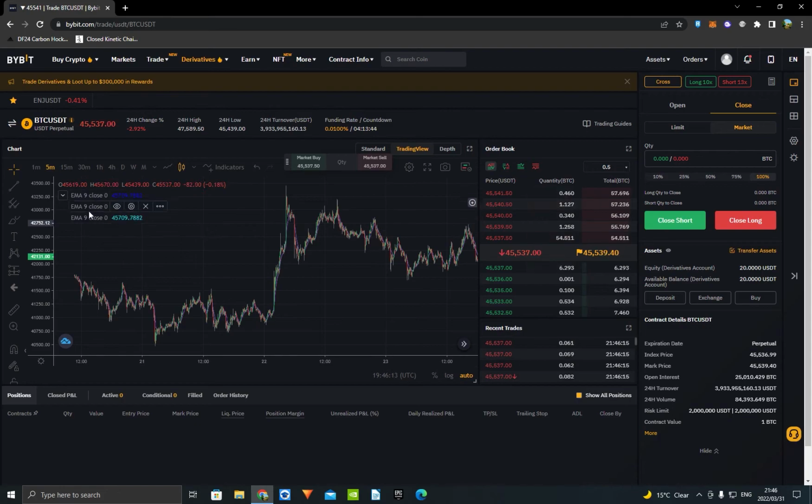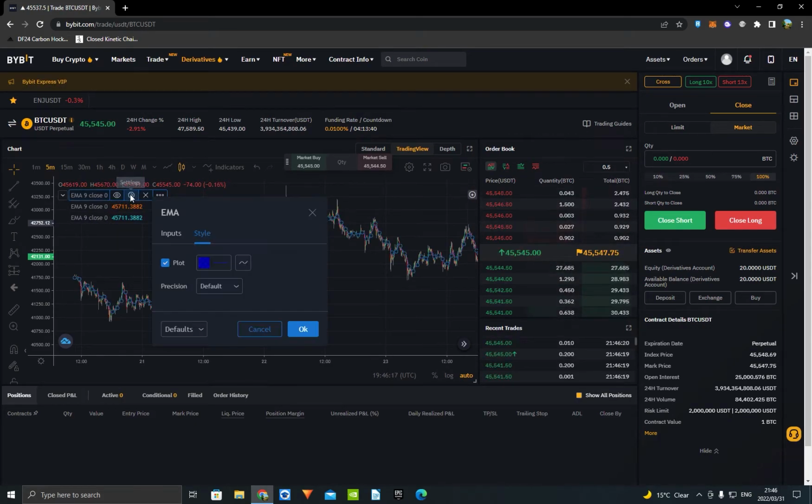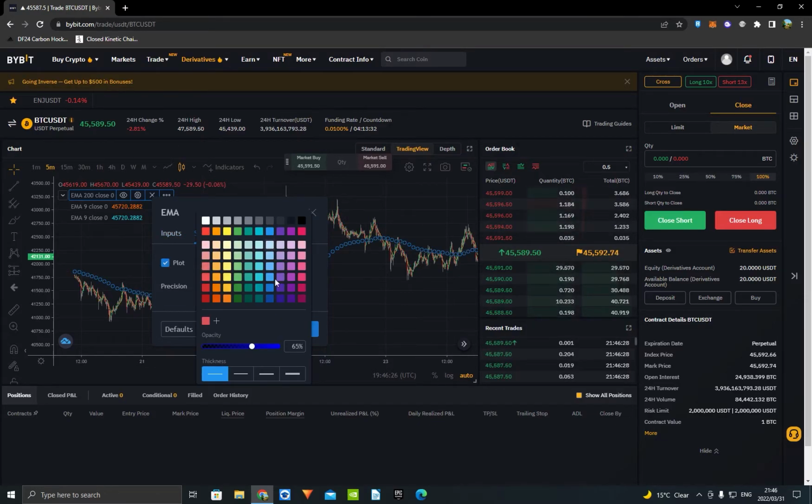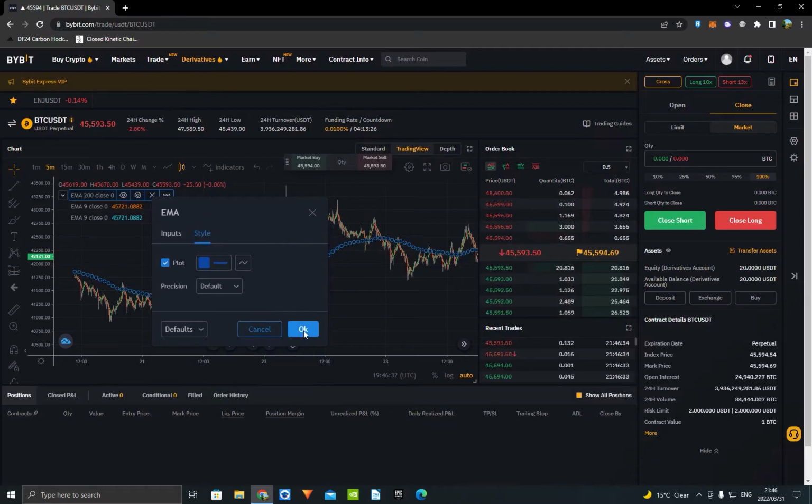It's going to be at the top left right here. You want to press on the settings icon, then go to inputs and make the length 200. Go to style and make it blue. Make the opacity 100% and make it the thickest line. Then you're going to press OK.